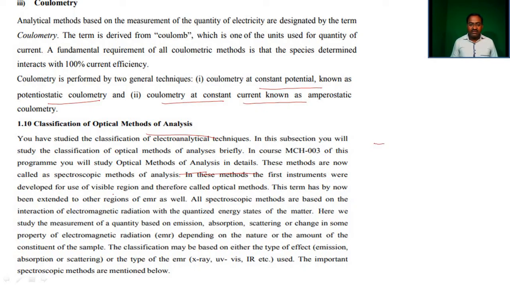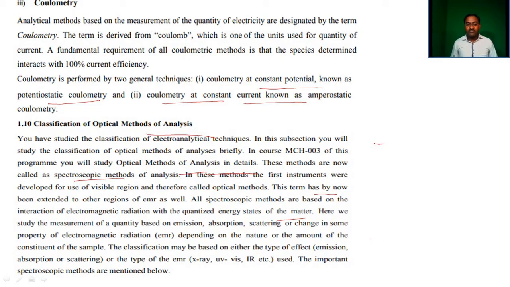Consider these methods, also called the spectroscopic methods of analysis. In these methods, the first instruments were developed for use in the visible region. Generally, we are using UV regions here, therefore they are called optical methods. This term has now been extended to other regions of EMR as well.